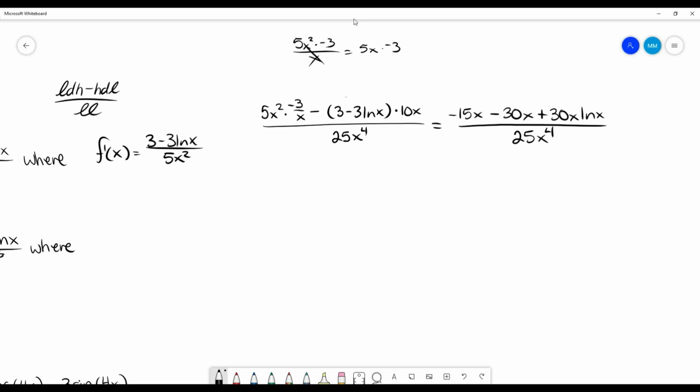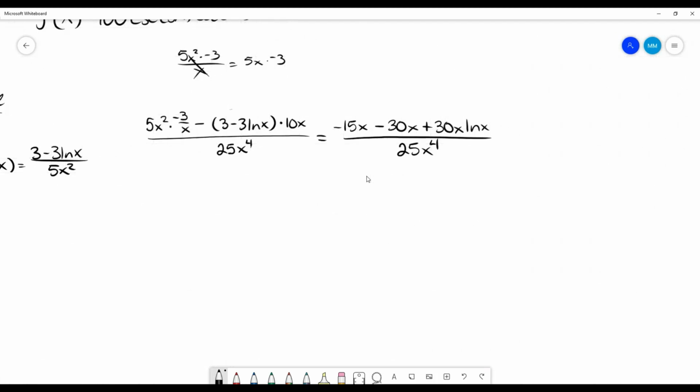And there's definitely some like terms we can combine and further simplify. So see, I've got a negative 15x minus 30x. So I'm just going to put those together. Get negative 45x plus 30x times natural log of x over 25x to the 4th.